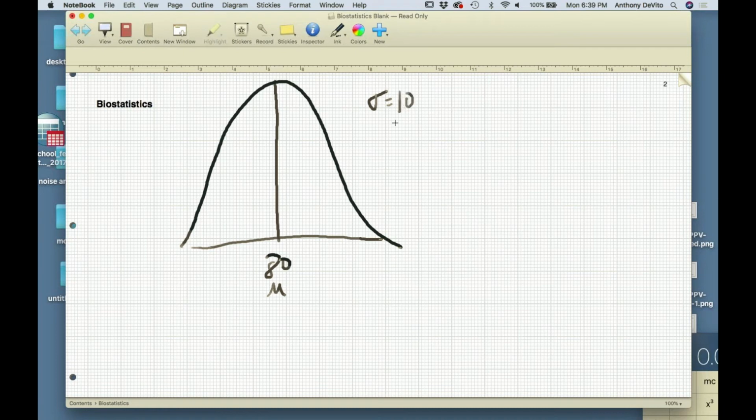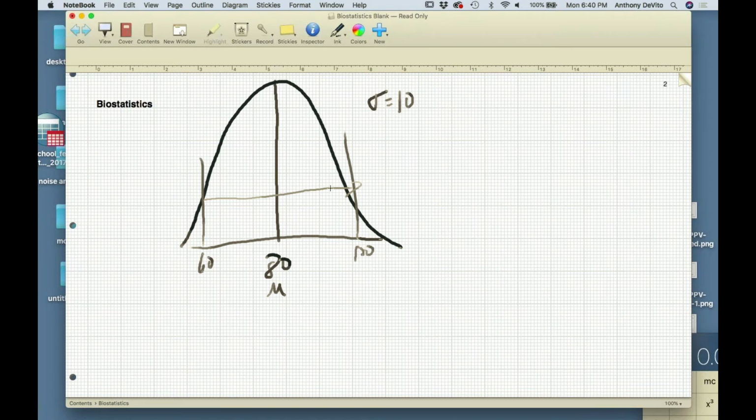We know that if it's a truly normally distributed population, we know a lot about the way that the individuals, the subjects, the scores, the values in this population are distributed. For instance, we know that roughly 95% of the values in here are between 2 standard deviations below and 2 standard deviations above, in other words, between 60 and 100. We know that because we understand the nature of normal distributions.